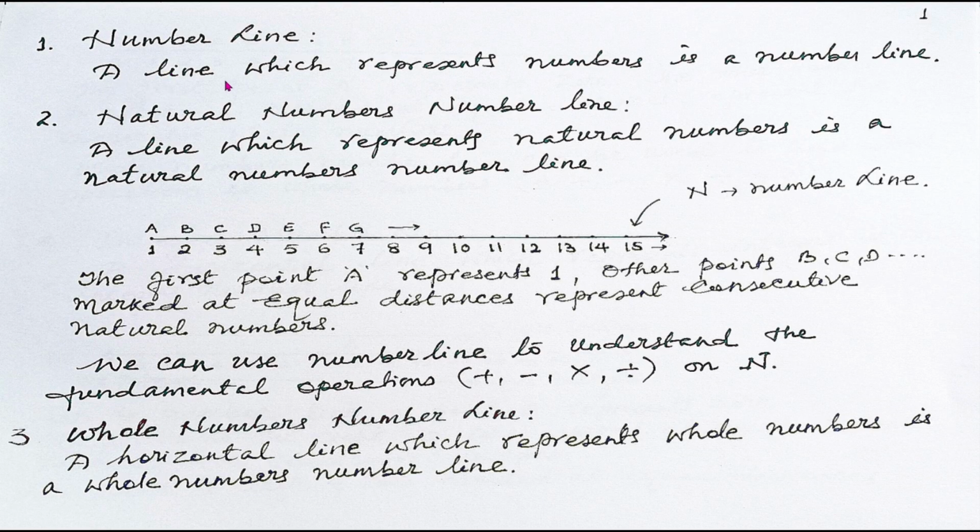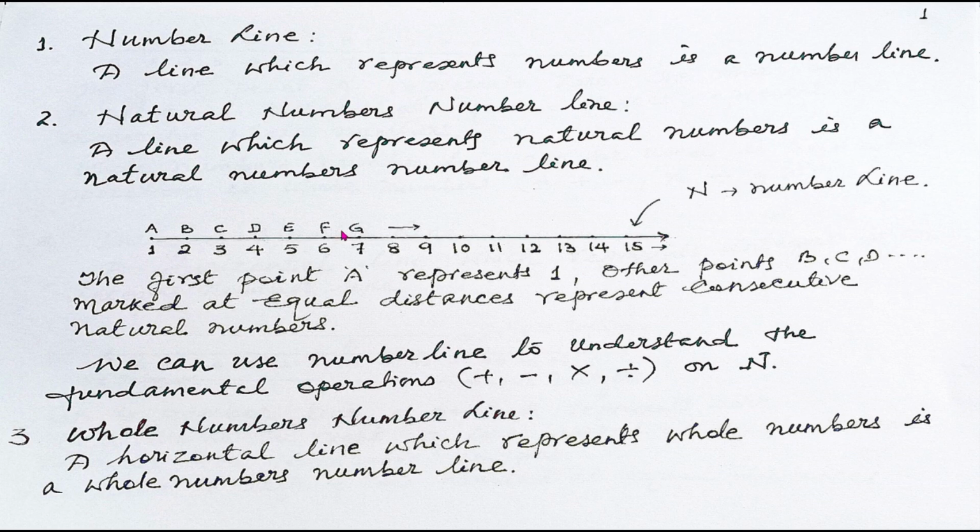Now, what is a number line? A line which represents numbers is a number line. We have different types of number lines, and the first one we are going to learn is the natural numbers number line. A line which represents natural numbers is a natural numbers number line.